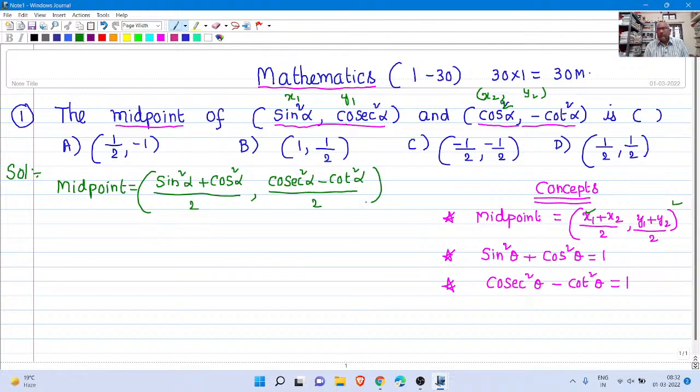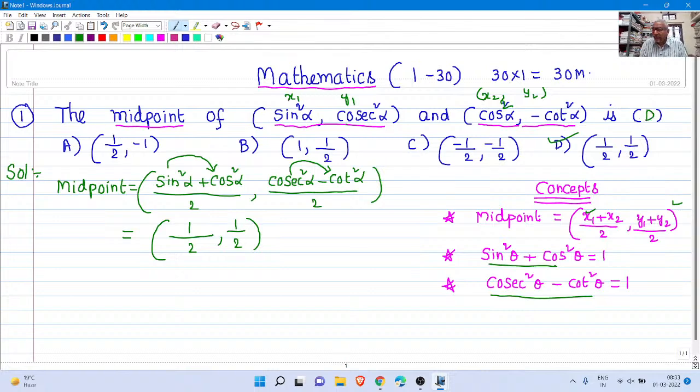Now we need to recall these formulas. Sine square theta plus cos square theta is equal to 1, whereas cosecant square theta minus cot square theta is equal to 1. So sine square alpha plus cos square alpha is 1, so 1 upon 2, and cosecant square alpha minus cot square alpha is also 1, so 1 upon 2. So what is the answer? I hope you are clear. Option D is the right option. Okay, let us move to yet another question.